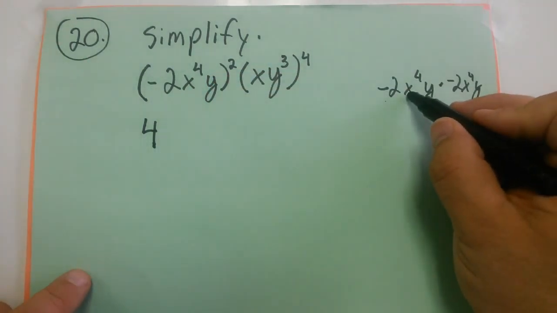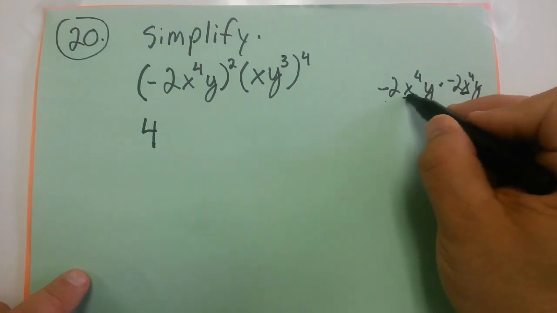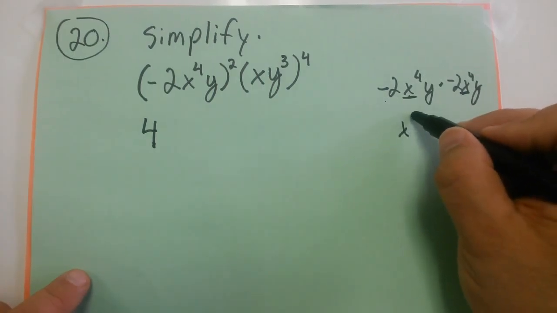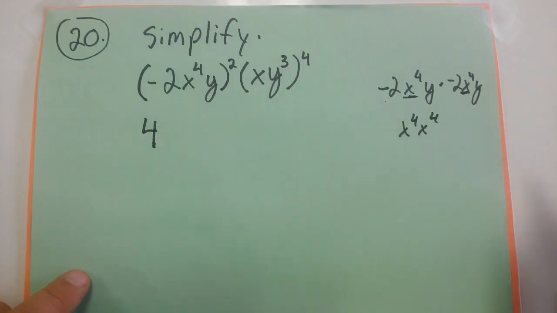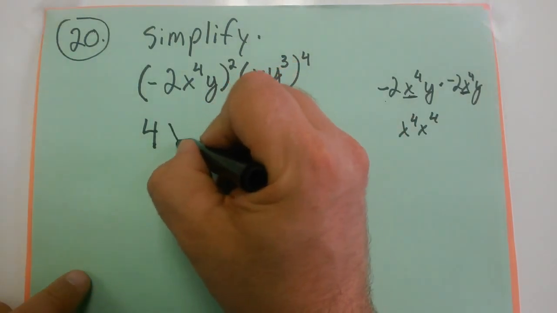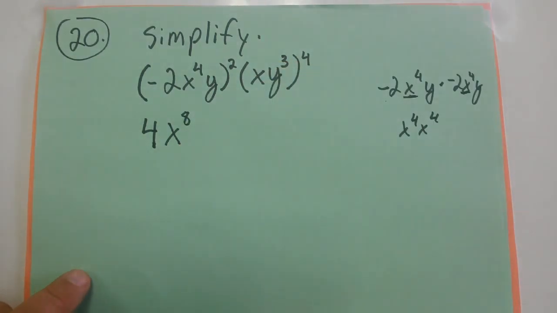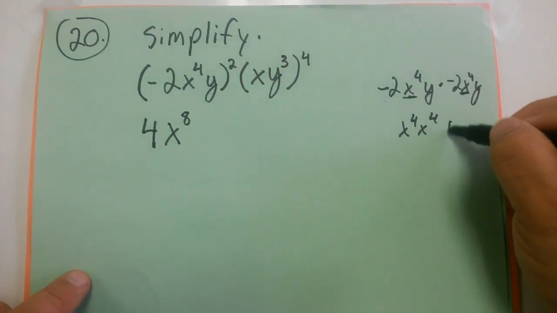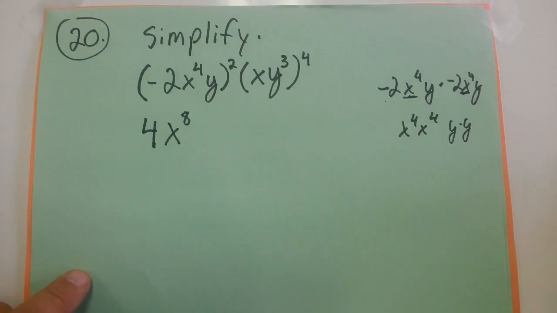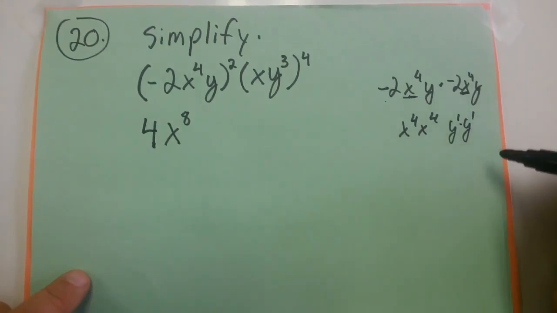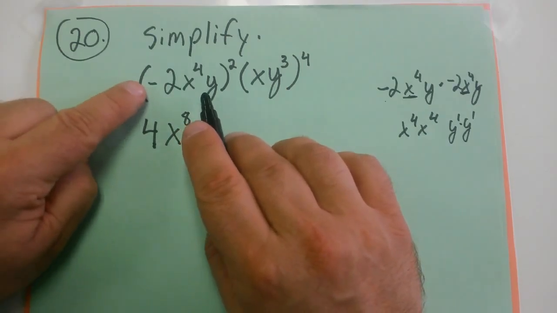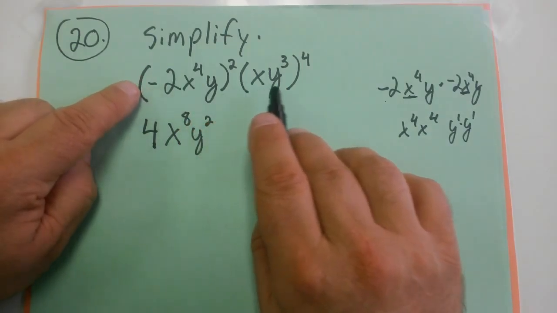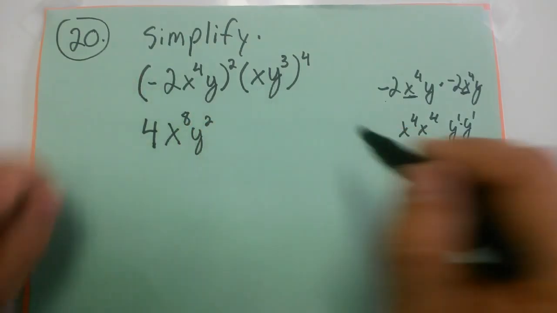And then what's x to the fourth times x to the fourth? Well, when I multiply like bases, you then have to add the exponents. So that's going to give me x to the 8th. And then what's y times y? Well, that's going to be y squared. All I did was simplify that first quantity. I now have to evaluate this back quantity.